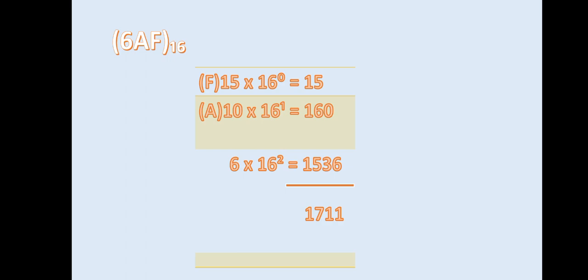Since we are converting a hexadecimal number into a decimal number, we'll be multiplying them with 16 raised to the power 0, 1 and 2. After the conversion, we'll just multiply them, add them up, and the answer that we are going to get is 1711, that is 1711.